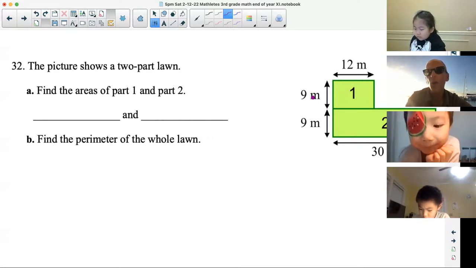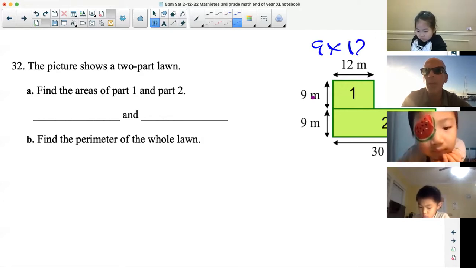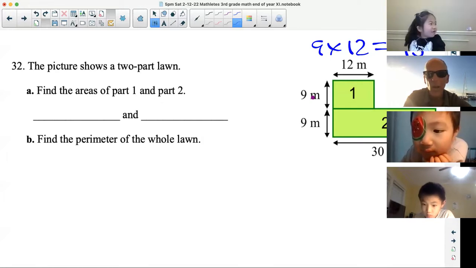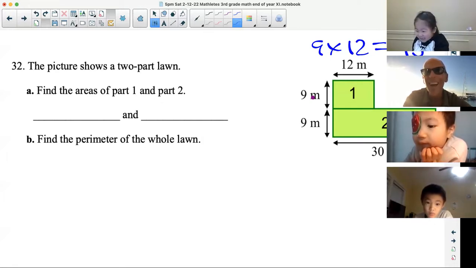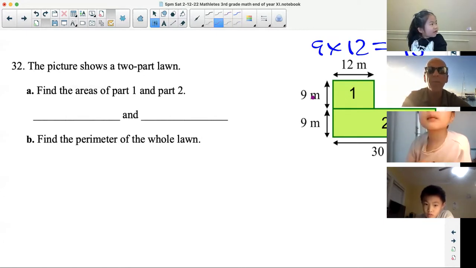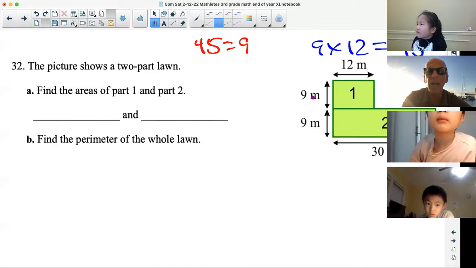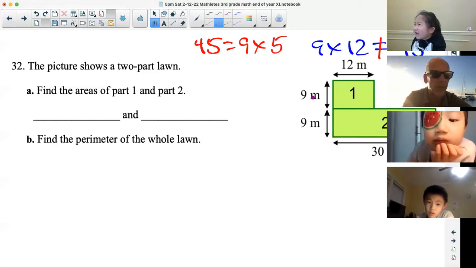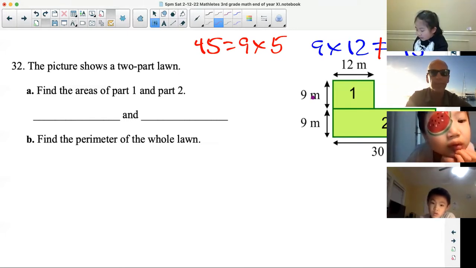45. So you think that 9 times 12 equals 45? That's silly. Now, Jason F, where did you get 45? Do you know, Jason, that 45 equals 9 times 5? But this is 9 times 12. So Eleanor, what did you get for the area of part 1?